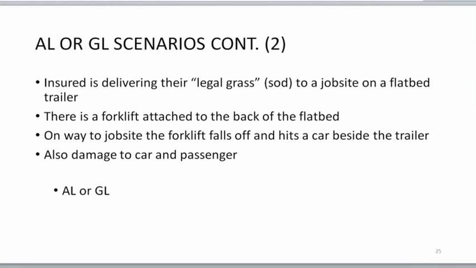Insured is delivering legal grass, sod, to a job site on a flatbed trailer. There is a forklift attached to the back of the flatbed. On the way to the job site, the forklift falls off and hits a car beside the trailer, causing damage to the car and injury to a passenger. So the forklift, mobile equipment, falls off the back of the flatbed being transported. The injuries done to the car and the passenger in the car, is that auto or GL?